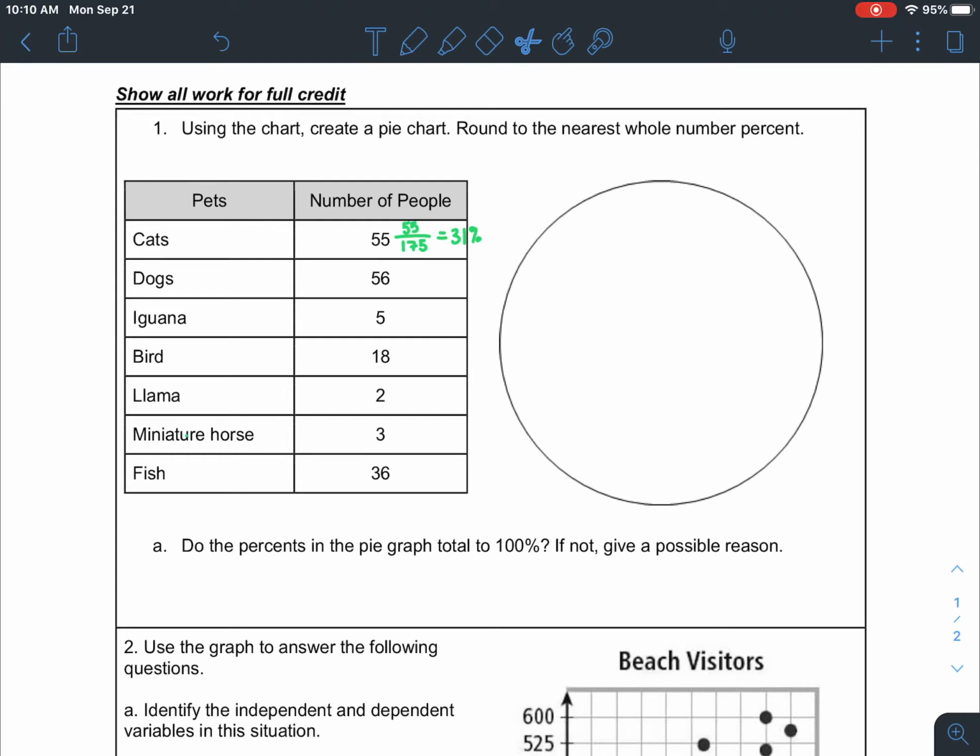And then dogs is 56 out of 175, which gives us 32%. Iguanas, 5 out of 175 is 3%. Birds, 18 out of 175 is 10%. Llamas, 1%. Miniature horse, 2%. And fish is 21%. And if you added all of these percents up, it should equal 100%.